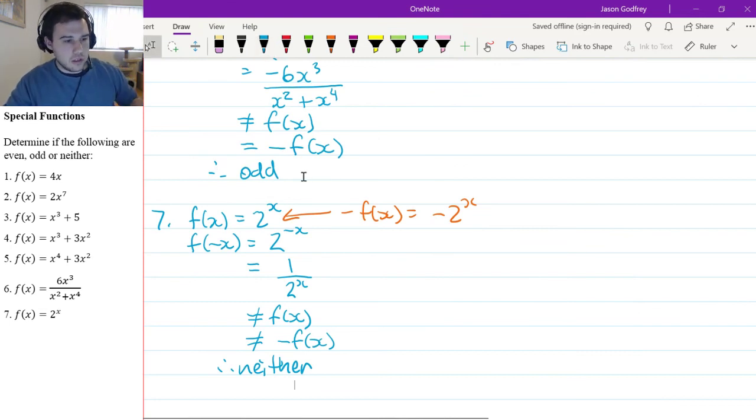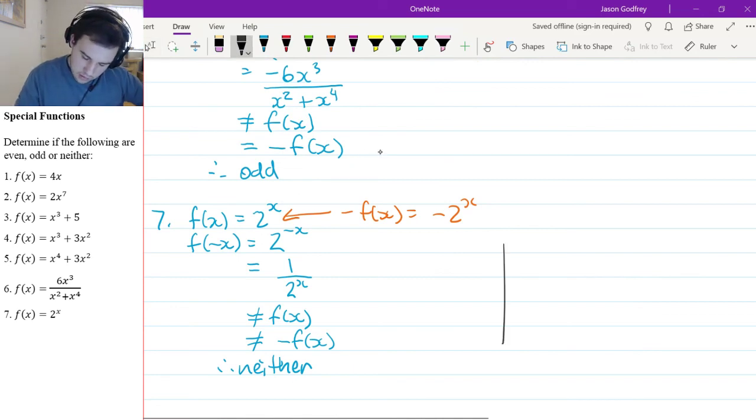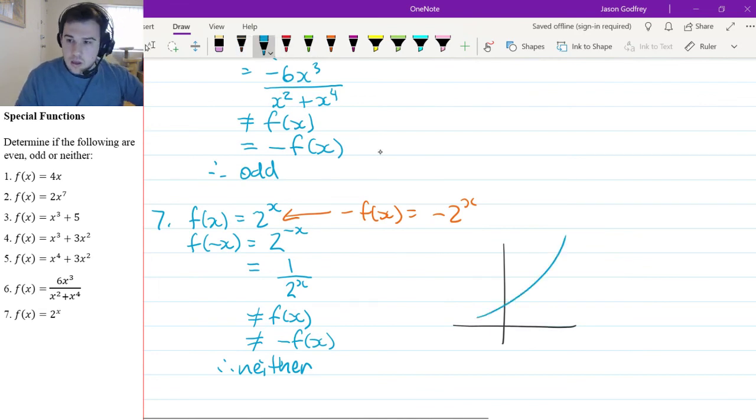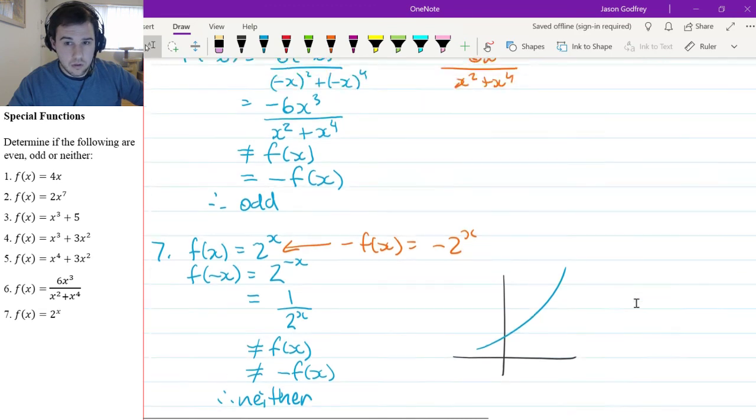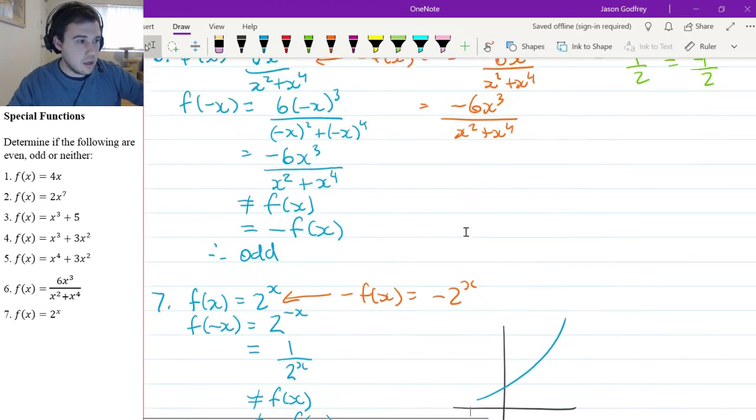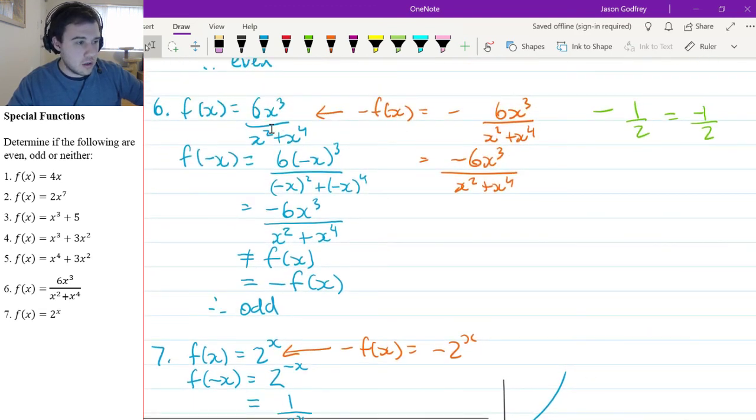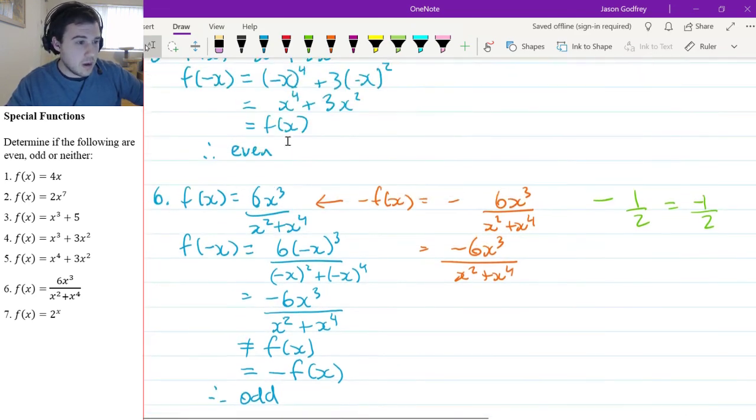Right. So if you do know what these graphs look like, it can be helpful to visualize it or draw a little sketch. I drew this in the last video. 2 to the power of x, when we're doing domain and range, is an exponential graph. There's no symmetry about it across either of the axes. So think of, if you can recognize what the equation is. To be honest, I don't know what 6x cubed over x squared plus x to the power of 4 looks like off the top of my head.